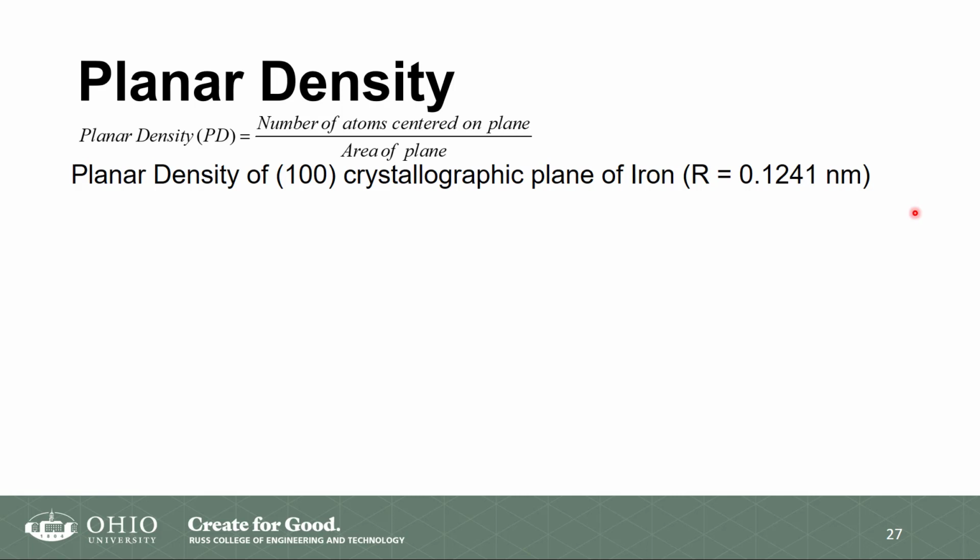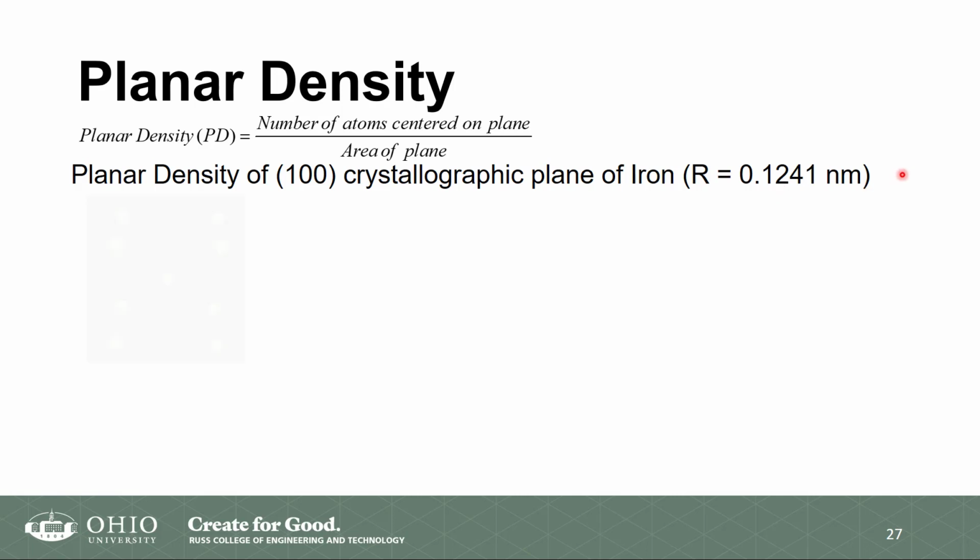Okay, so the next thing we'll talk about is the planar density. When we talked about vectors, we talked about linear density. For planes, we're going to be talking about planar density. Again, the planar density is the number of atoms centered on a plane divided by the area of the plane. As an example, we're going to figure out the planar density of the 1, 0, 0 plane for iron, where the atomic radius for iron is 0.1241.